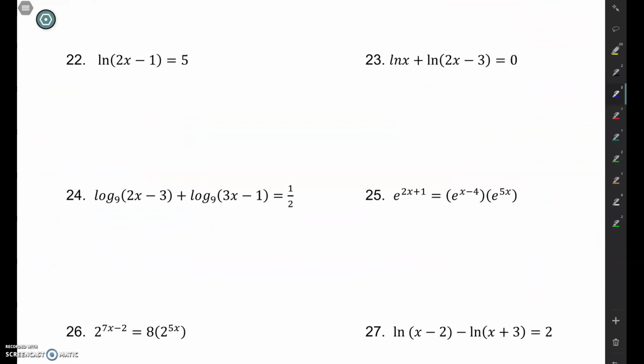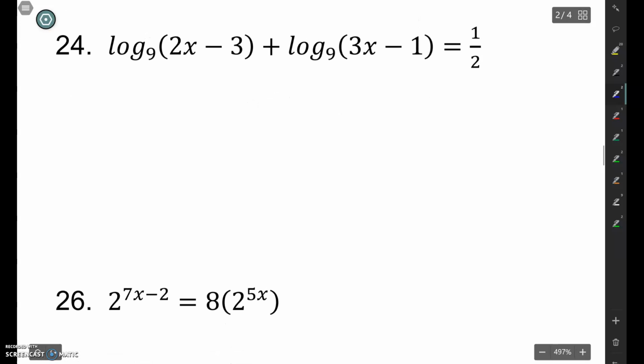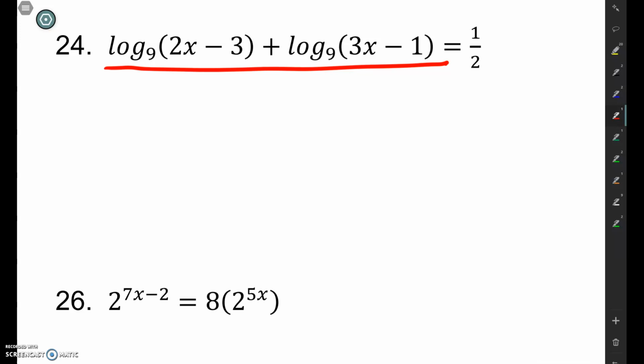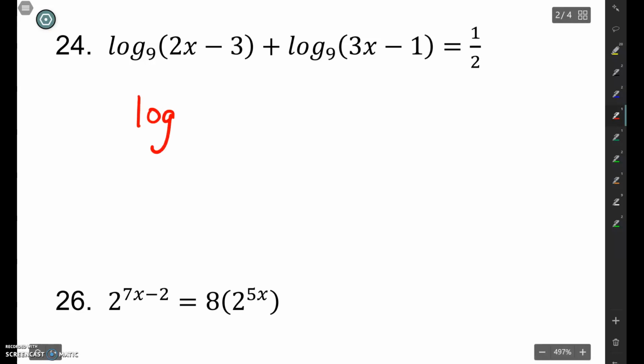Final problem on this video will be this one. Because if you can do this one, I think you'll be able to do most of them. How do we solve a logarithm equation that has multiple logs? I can't go around the world with multiple logs. What if we combined these using the product rule? Then we're down to 1 log, right? Log base 9 of 2x minus 3 plus log base 9 of 3x minus 1 would be log base 9 of whatever 2x minus 3 times 3x minus 1 is.